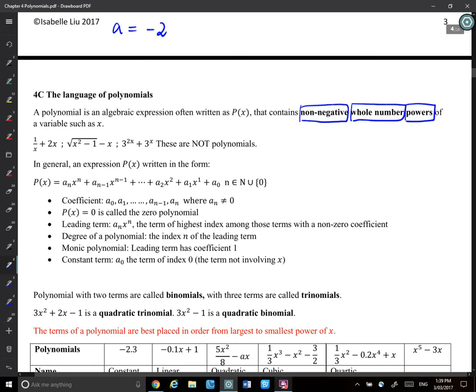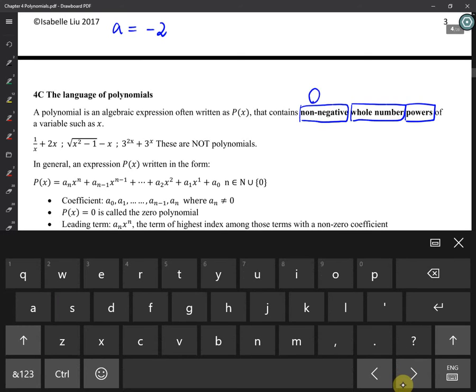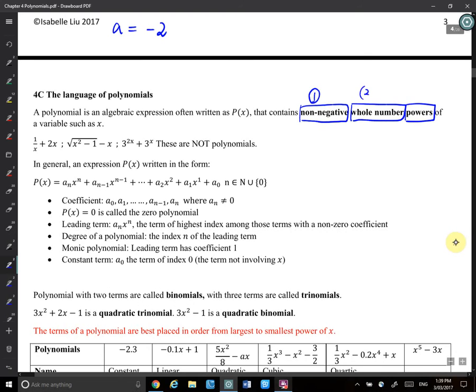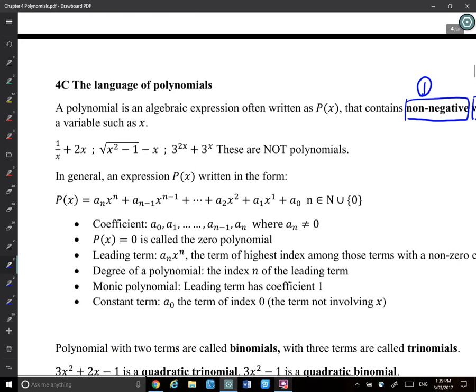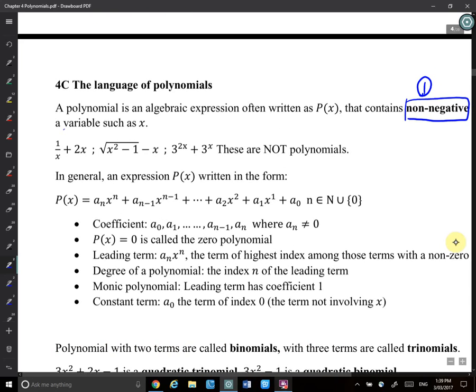Okay, 3 requirements here. First one, it must be non-negative. Second one, it must be a whole number. The third one, it must be the power. Okay, the number must be a power. So let's have a look at the first one. This one is not a polynomial because 1 on x is x to the power of minus 1. It failed condition number 1. This one we have 2 x to the power of 1/2. It's not a whole number. It failed number 2.